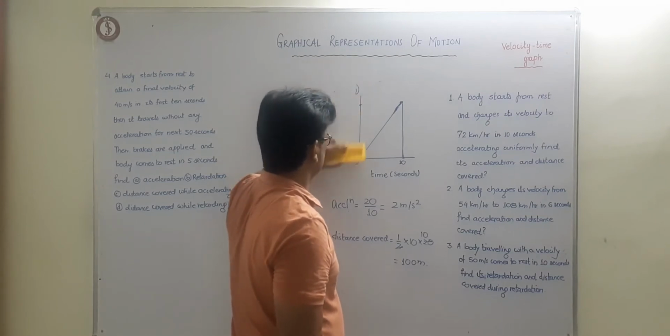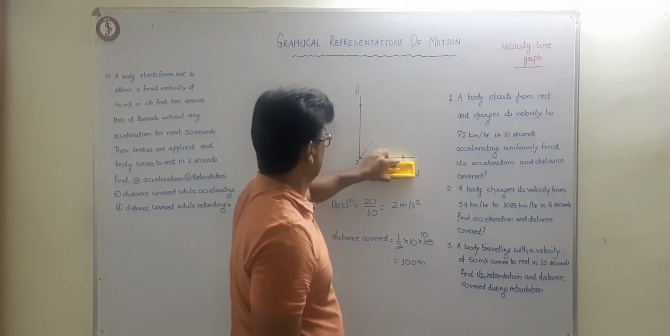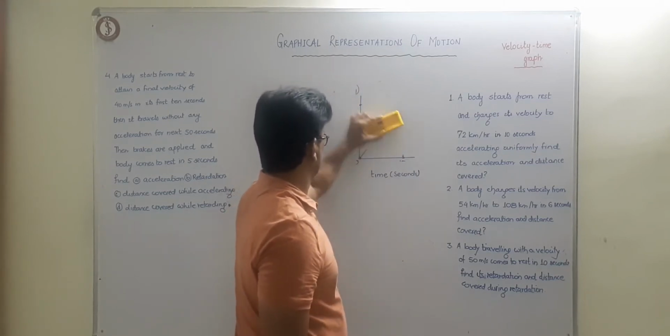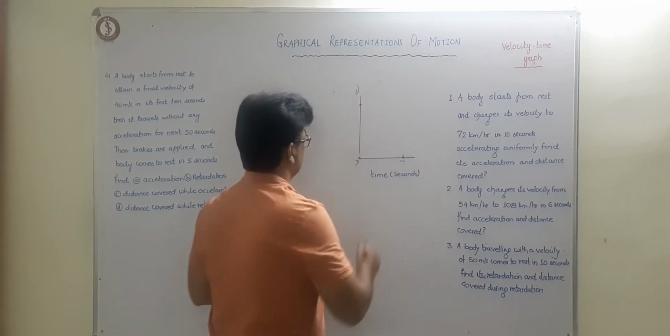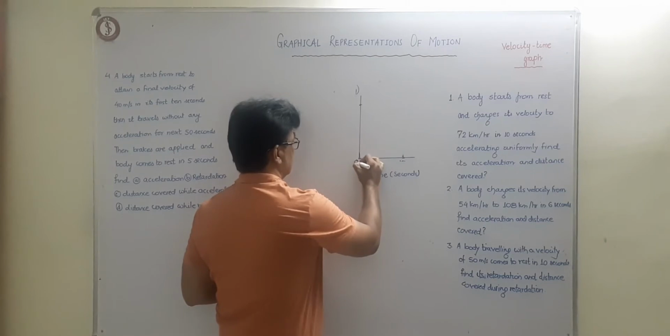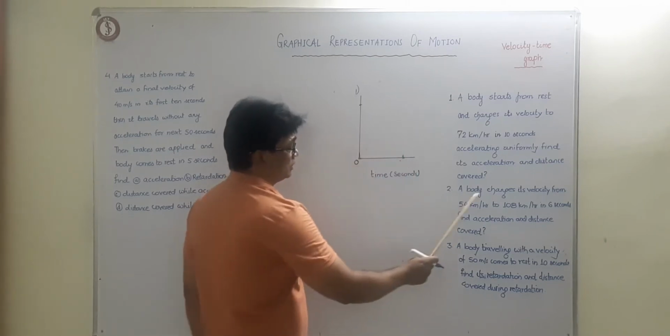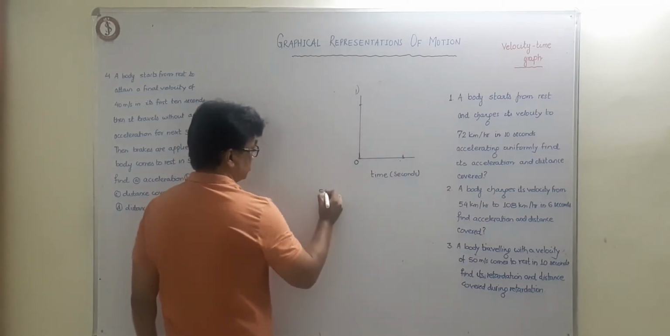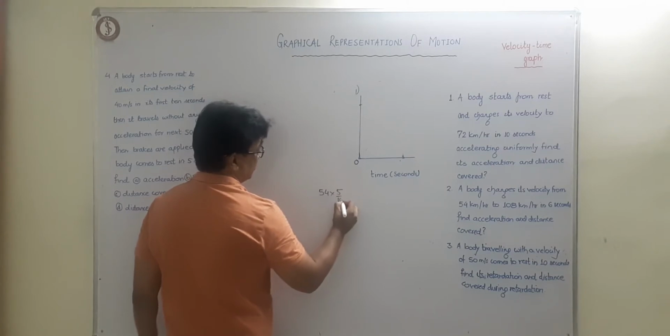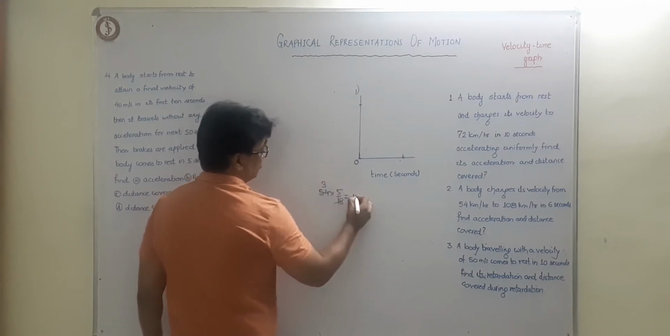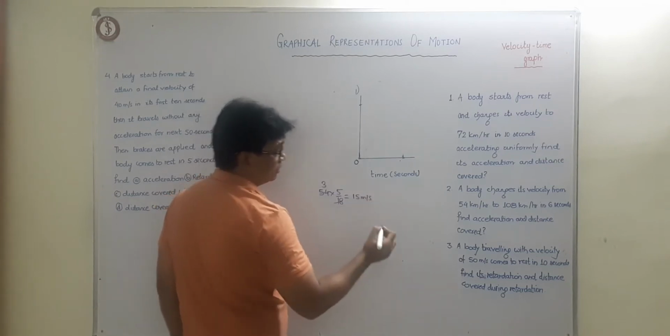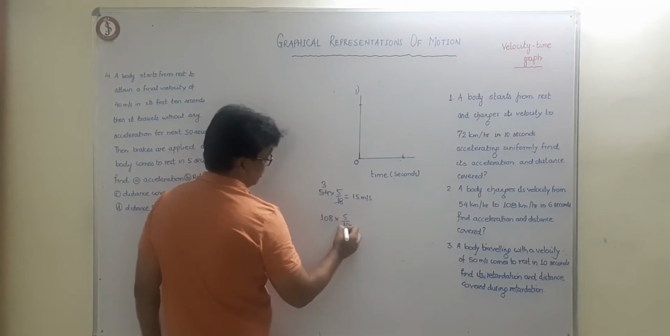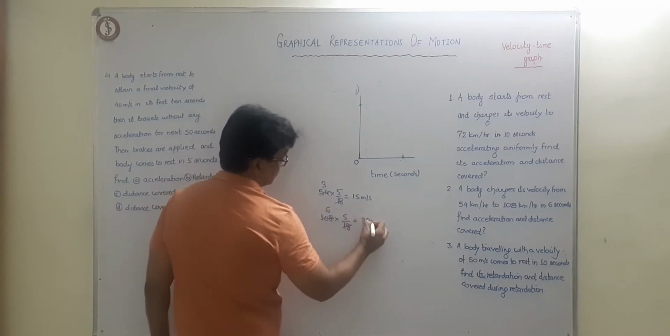Right, so I remove this one. We don't need this, and we keep the graph intact. So this is 0. Now it is telling us a body changes its velocity from 54 kilometer per hour. So 54 kilometer per hour will be how much? 54 into 5 by 18, that is 15 meter per second. And the other one, 108 kilometer per hour, is 6 times 5, so 30 meter per second.